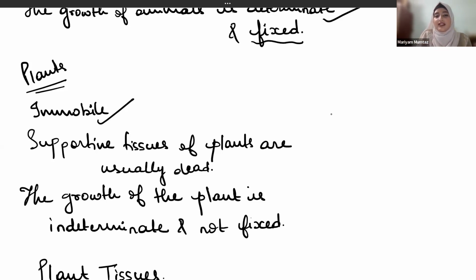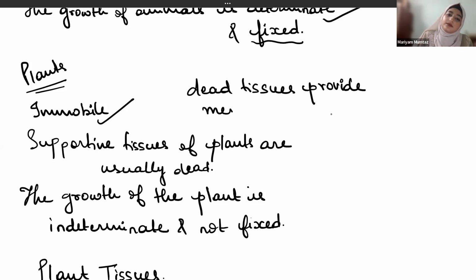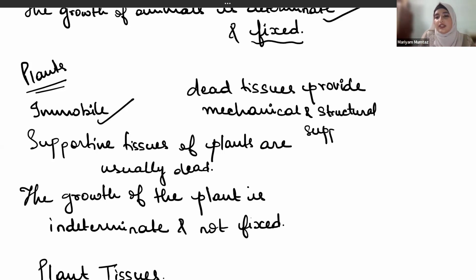Okay, so you can write that dead tissues provide mechanical and structural support. This is the reason why the tissues in the plants are usually dead.